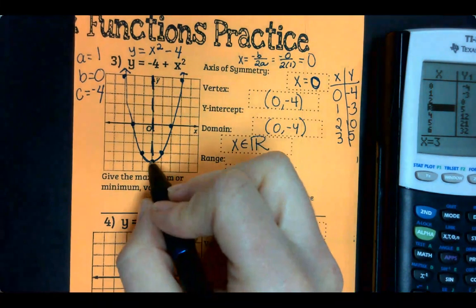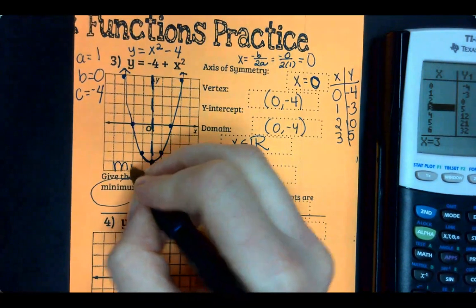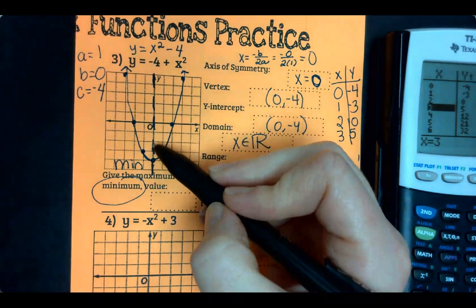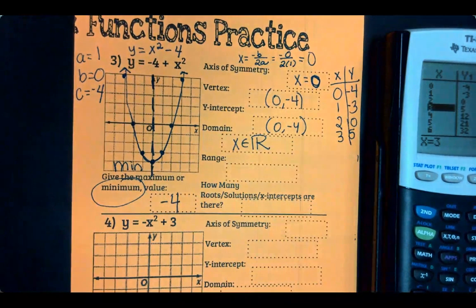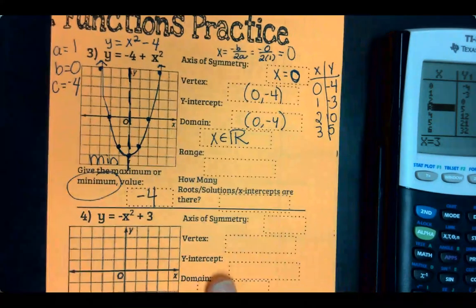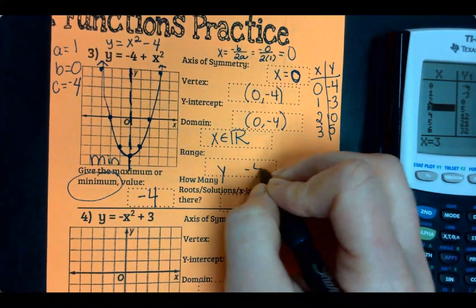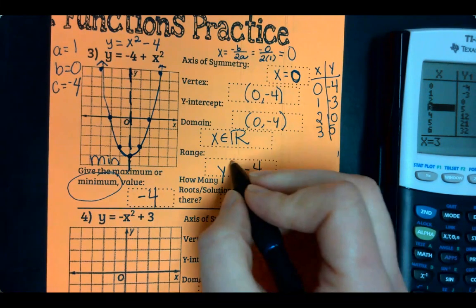All right, this is a lowest point, so we have a minimum. And the minimum's the lowest, so how low does it go? It goes down to -4. And then our range is y at -4. So it's at -4 or higher. So the symbol is going to have to be greater than or equal to.